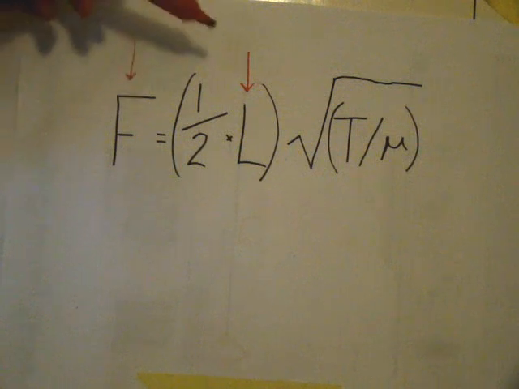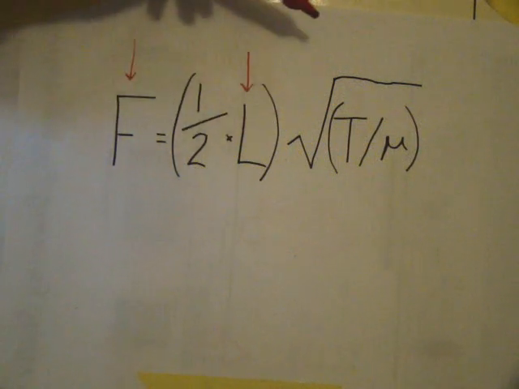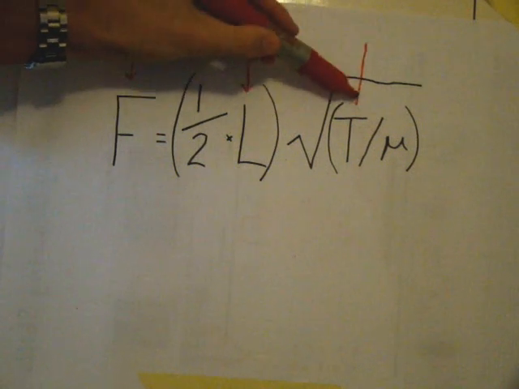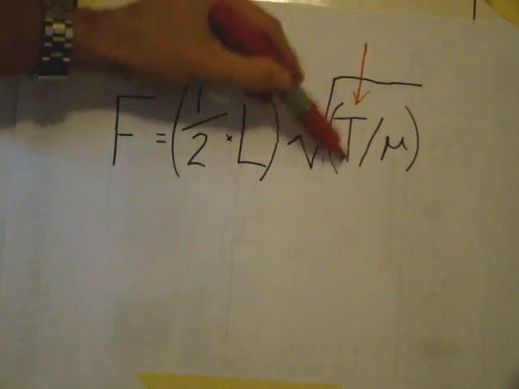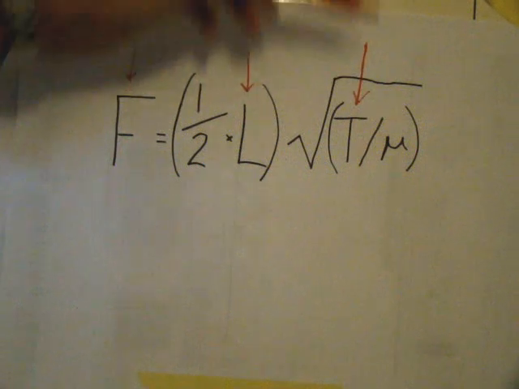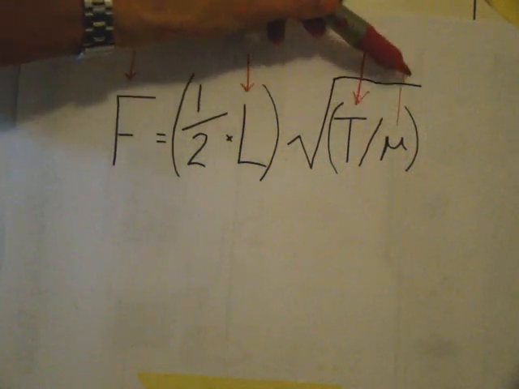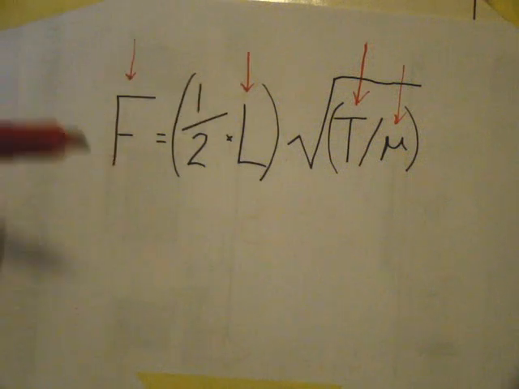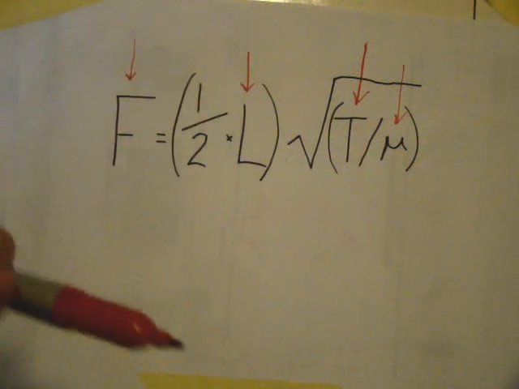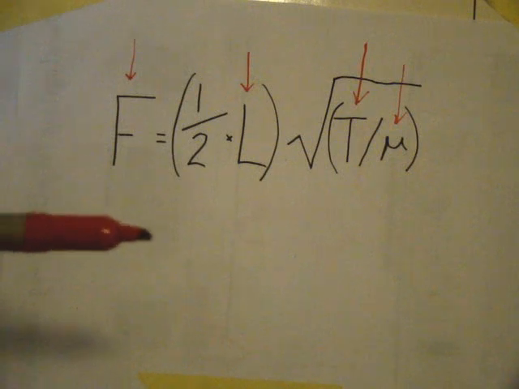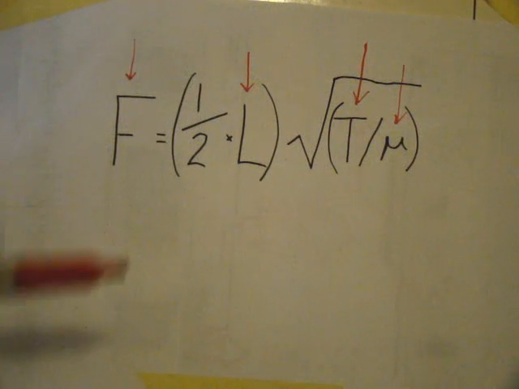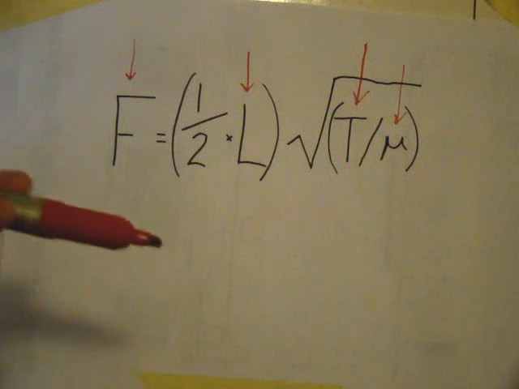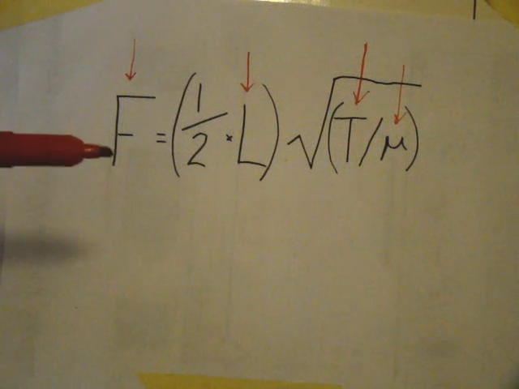So, frequency equals half times length times the square root of the tension, how tightly the string is stretched, divided by mu, which is mass per unit length, which is talking about how much the string weighs per centimetre or metre. So if we're talking about a very thick steel cable, that's going to be a very high mass per unit length. Or if we're talking about something like an elastic band or a piece of hair, it's going to have a very low mass per unit length.